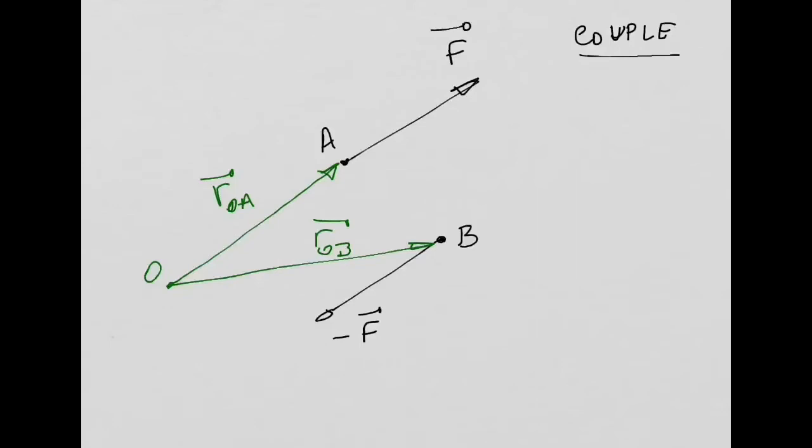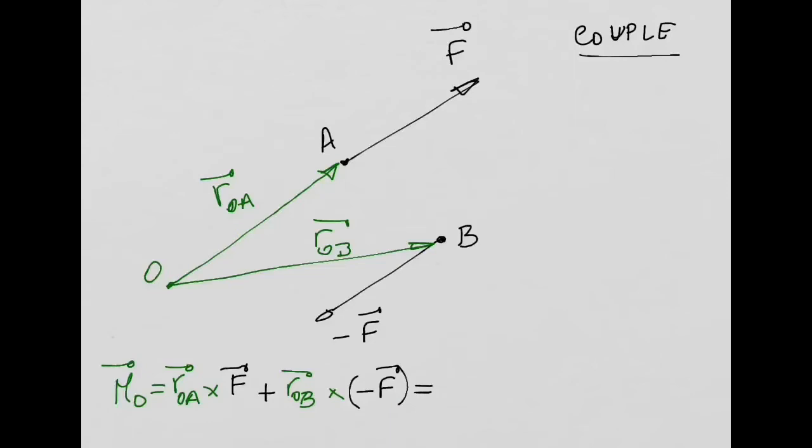Okay? Everybody's following? So we have a couple, these two symmetric forces, and I'm going now to calculate the moment produced by this couple about point O, and that moment, MO, is equal to what? Is equal to the cross product of my position vector ROA with my force F plus the moment produced by my position vector ROB times my force, which is minus F. You all agree with me?